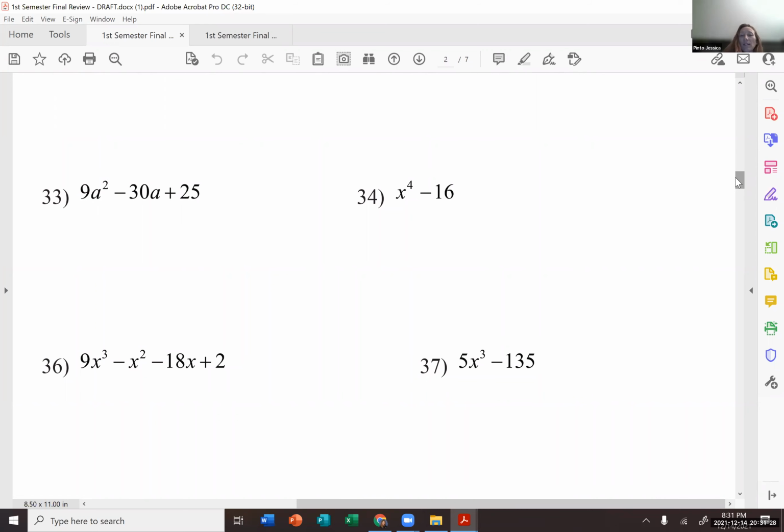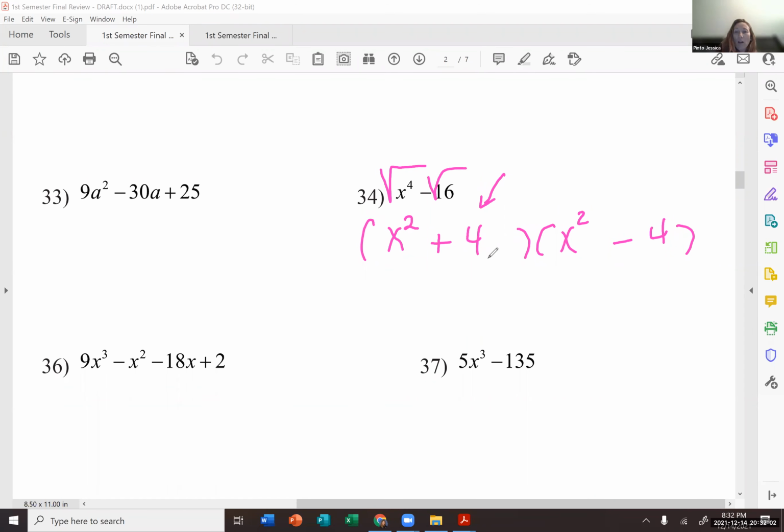So I look at 34 and I see that this is a binomial and the exponent is even. So this is the difference of 2 squares. I start by taking the square root, and this is that fun plus minus pattern. Much easier than the sum and difference of cubes. So when it's a square power, even power, we just take the square root. That gives me x to the second plus 4, and then x to the second minus 4. So this part here does not factor further. The sum of 2 squares isn't factorable, but then this one here is factorable again.